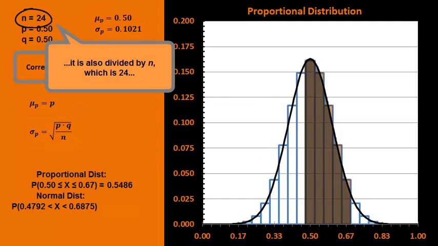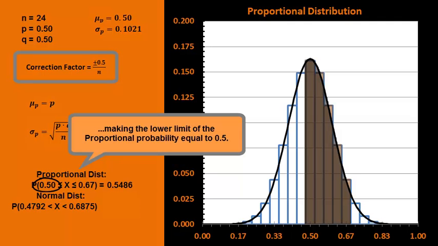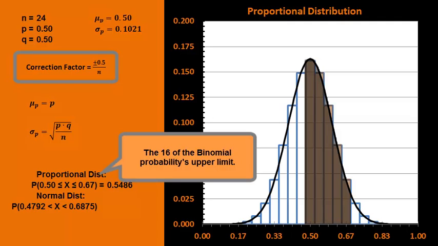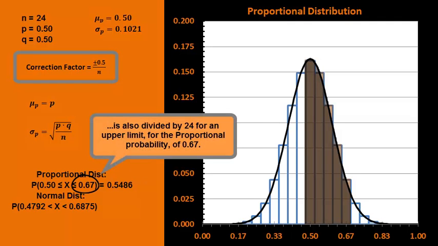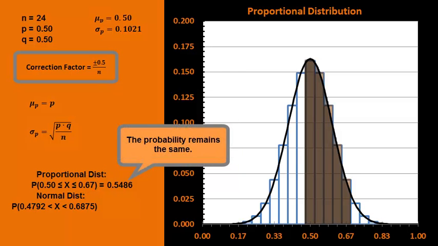The lower limit of the binomial probability was 12. It is also divided by n, which is 24, making the lower limit of the proportional probability equal to 0.5. The 16 of the binomial probability's upper limit is divided by 24 for an upper limit for the proportional probability of 0.67. The probability remains the same.